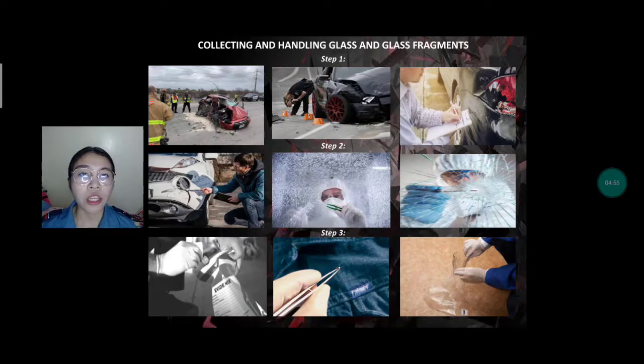Then, sa package or sa envelope, kailangan mo siyang lagyan ng label, which is kung saang glass, kung anong glass, kung ano yung oras or date na kinolek mo siya, at yung initial mo as investigator sa crime scene na yon or sa crime na yon.